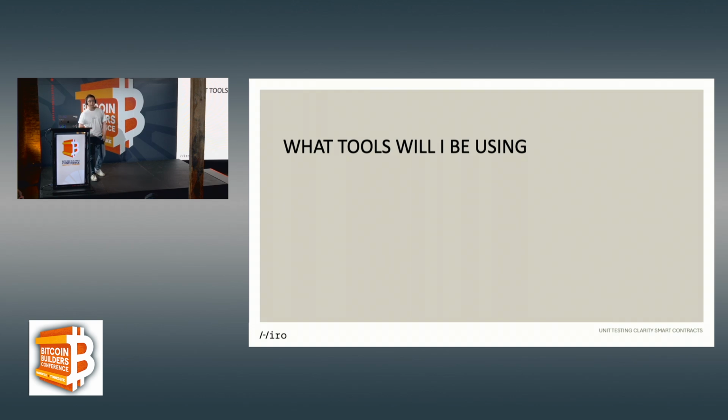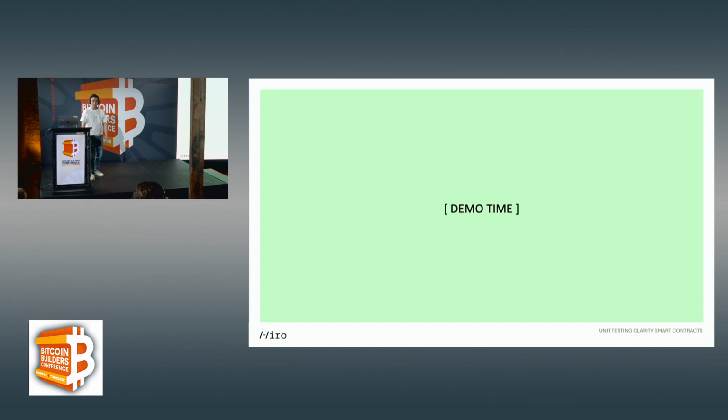And the tools that I'll be using today are, one, the Hiro platform, which can be found at platform.hiro.so. And the other one is, like what I mentioned before, our open source Clarinet SDK library, which is part of the Clarinet suite that we have. All right, so the demo time will consist of a short little live demo where I'll be going through the unit tests and showing you how you can run them and how you can create them.